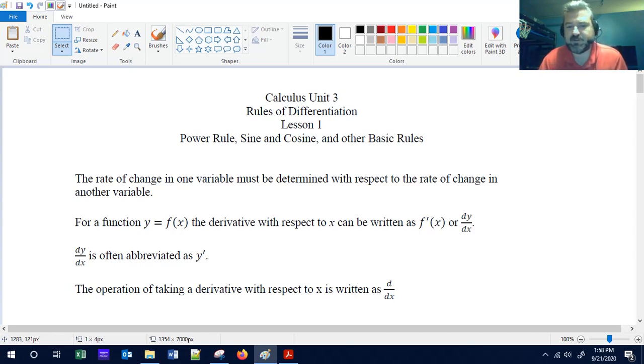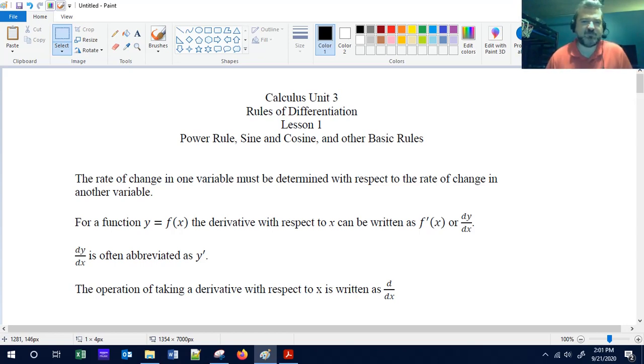The rate of change in one variable must be determined with respect to the rate of change in another variable. It doesn't make any sense for us to describe how fast one thing is changing without describing it as a function of something else's change. For example, I don't care how much your y is changing. If your x isn't changing at all, the y probably isn't going to change either. So we have to describe the amount of change in y based on a change in x. And when we get into multivariable calculus, which is not this course, you'll notice that we'll leave different variables constant and let other variables change. So we'll look at the effect of different parts of it.